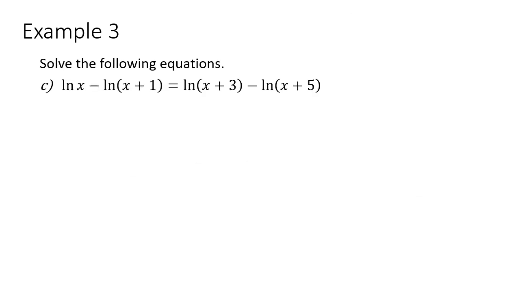Let's take a look at one more logarithmic equation with no constants. And so this time we've got natural log of x minus natural log of x plus 1 is equal to the natural log of x plus 3 minus the natural log of x plus 5. So try pausing the video here and see if you can find the solution for x to this equation.